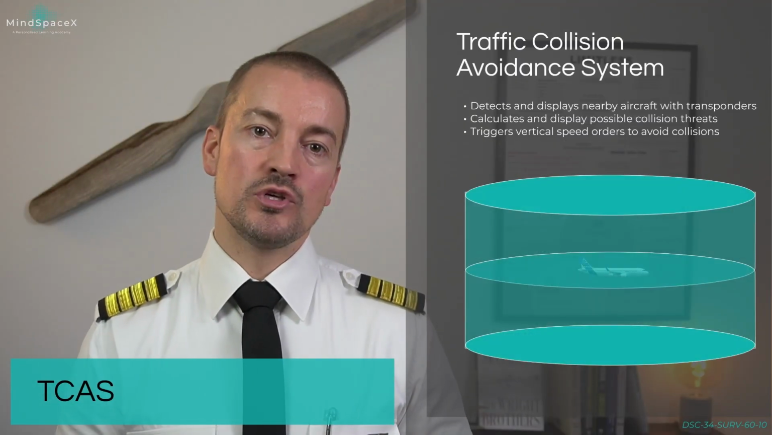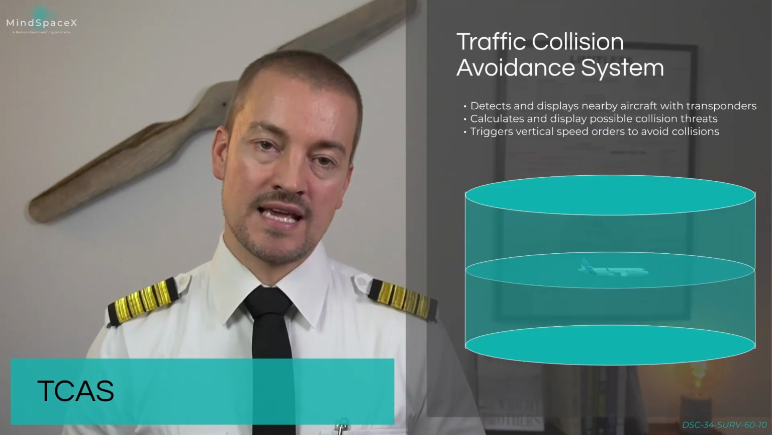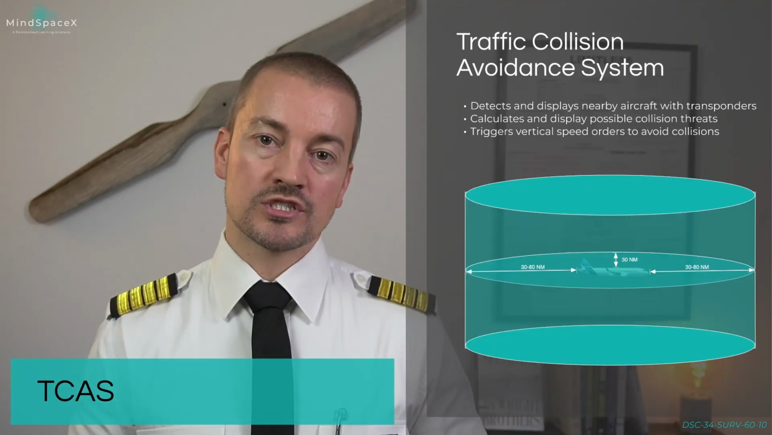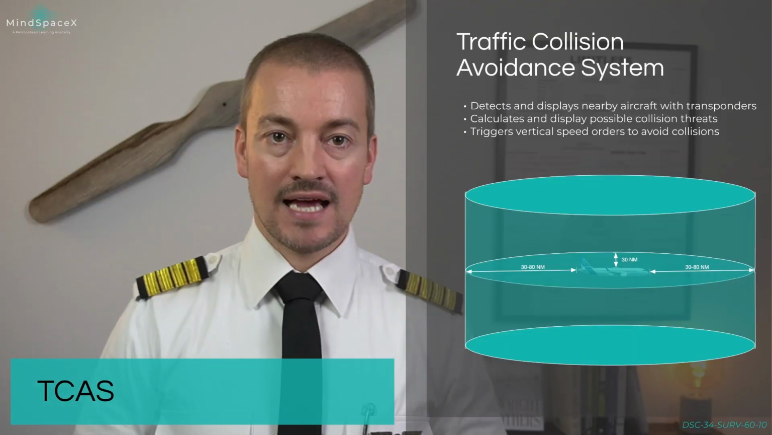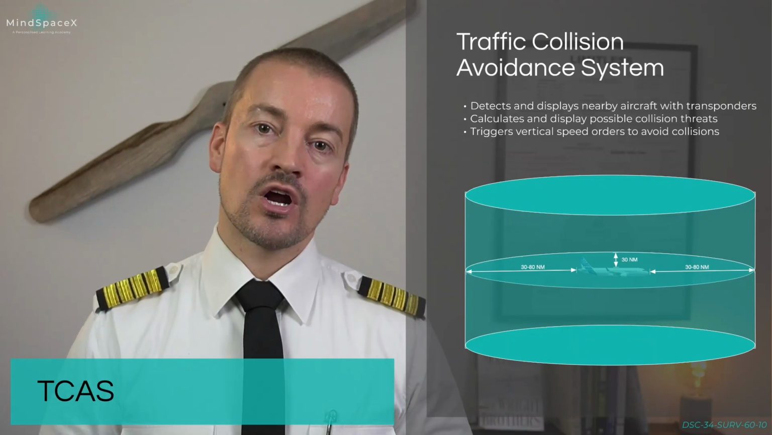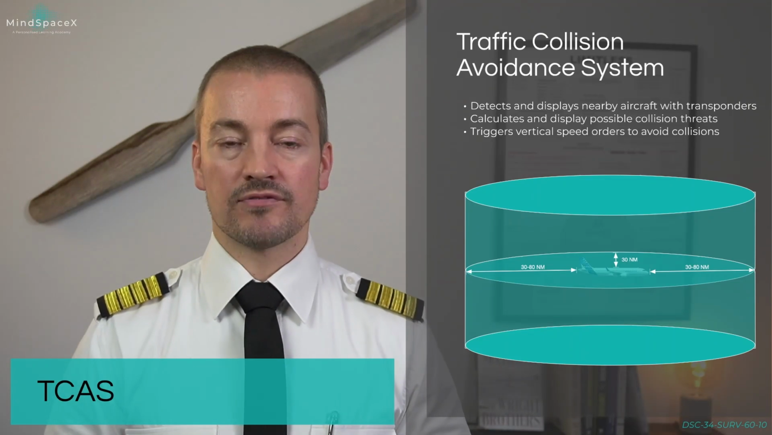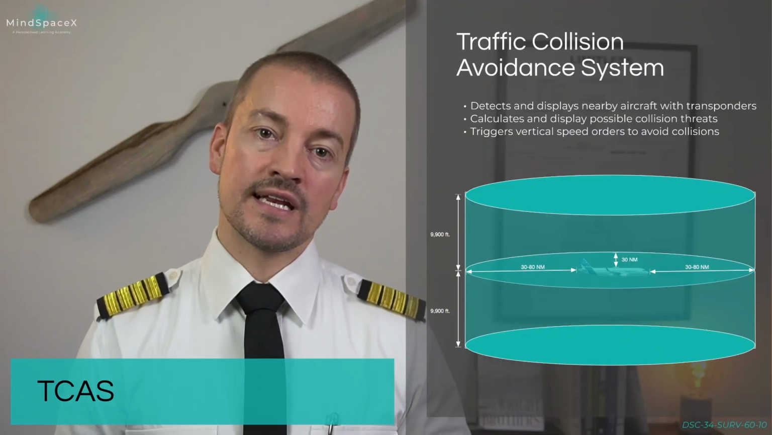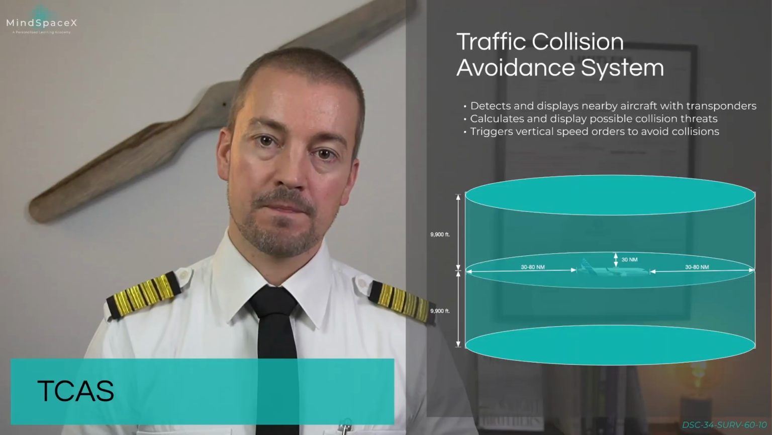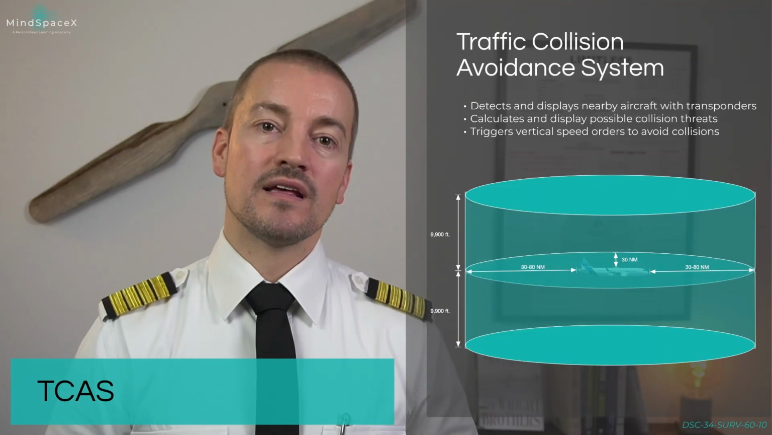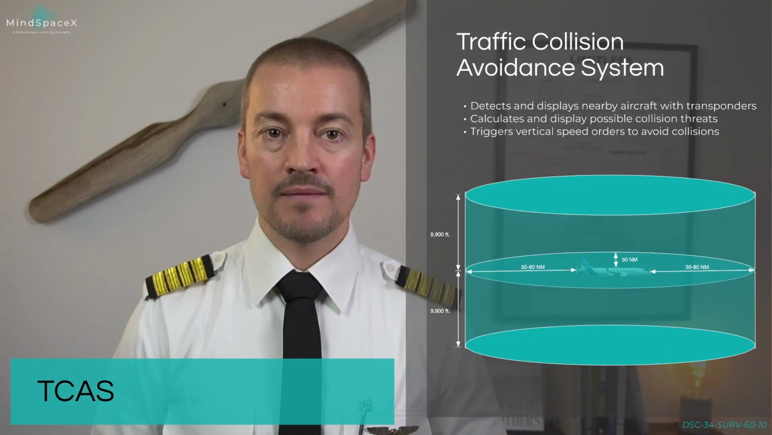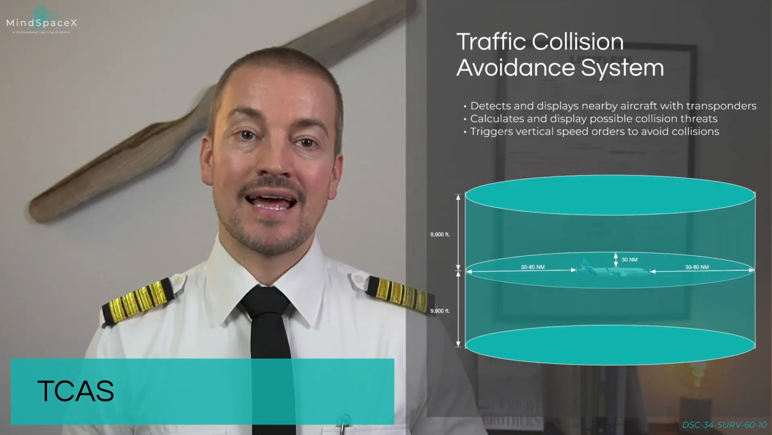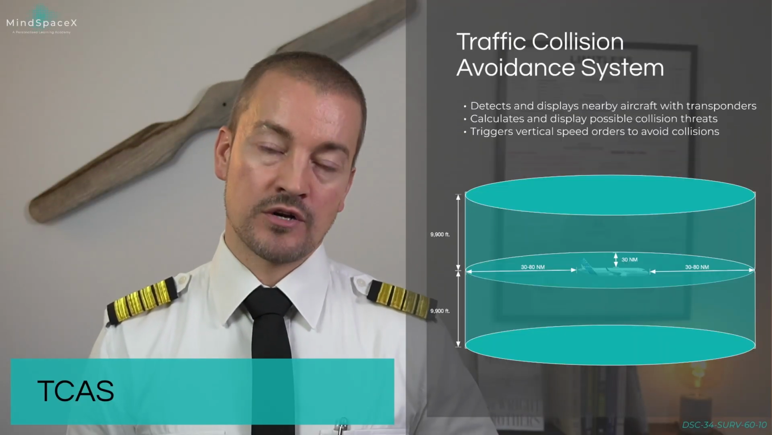The TCAS system uses a protective envelope around the aircraft. This envelope extends 30 nautical miles horizontally on either wing, on either side of the aircraft, and 30 to 80 nautical miles in front and behind the aircraft, together with up to 9,900 feet vertically above and below the aircraft. Within this protective envelope right here, the aircraft's TCAS system has the ability to look for, detect, and warn of traffic that is equipped with transponders.